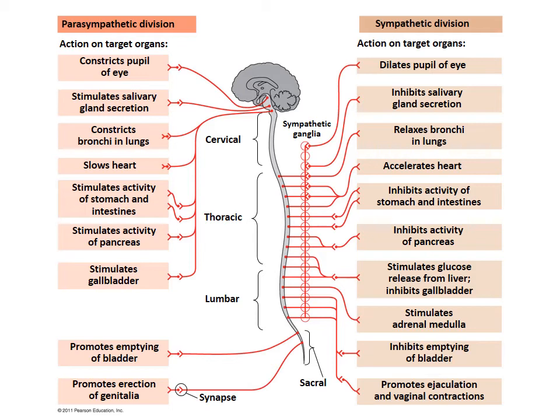So it's the rest and digest function, whereas the sympathetic division actually will dilate the pupil of the eye so you can see more, see better. You don't need any salivary gland secretions because you're about to do something, you're running or fighting. It will relax the bronchi and the lungs so you can take in more air. It will speed up the heart, and it will inhibit the activity of the stomach and intestines because we're not really concerned about digesting our food right now. We want to run away or we want to fight. So it's going to do all sorts of activities that promote the fighting response. So this would be the rest, and this is the fight.